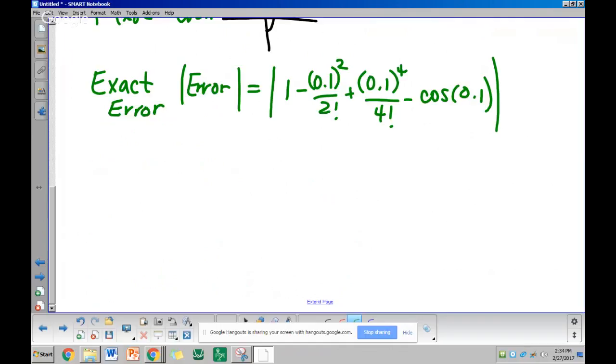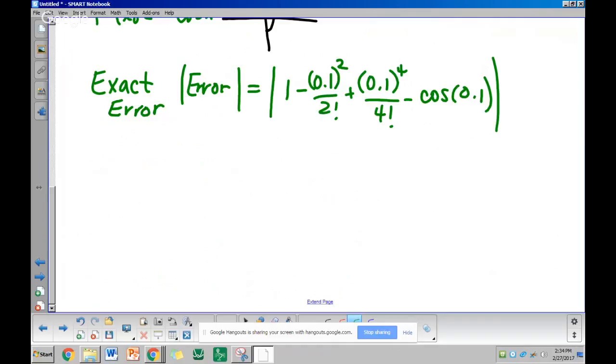We match the power to the derivative. Yes, because that's how we created these Taylor polynomials, right? The 4th degree term is going to be the 4th derivative over 4 factorial times x minus a to the 4th.